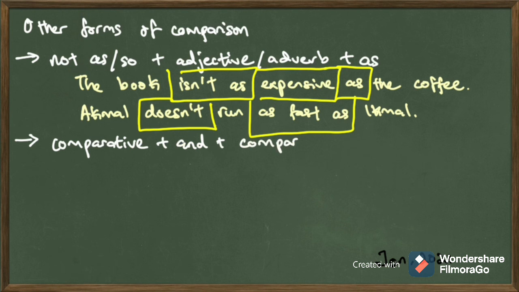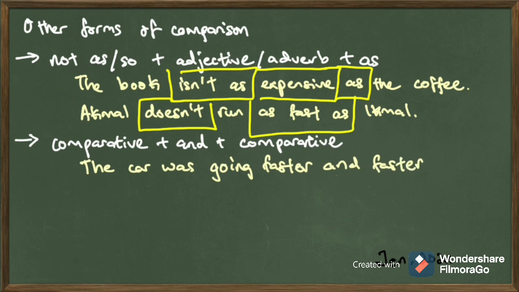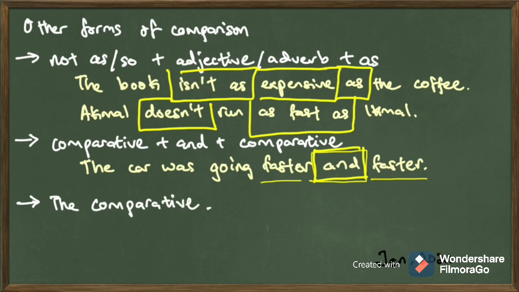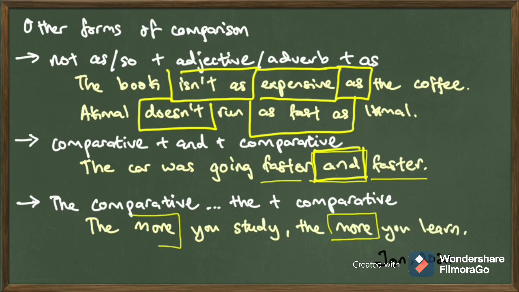Now we are looking at a comparative followed by and another comparative. The car was going faster and faster. How do you combine two comparatives? Kita gabung dua kata sifat yang sama, yang hampir sama. It's by using the word and. The comparative followed by the and another comparative. The more you study, and then you have a comma there, the more you learn. This is how you use two comparatives in a sentence.